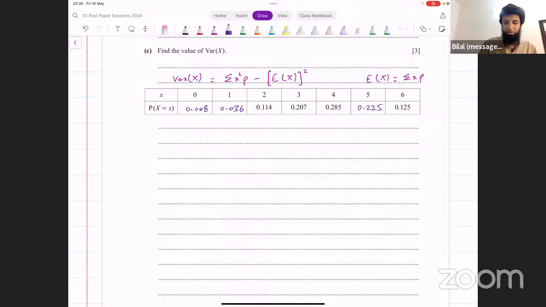Okay. Now, let's add to the table a couple of rows. One row will say xp and then another x square p. xp is just the product of these 2 rows. Okay. 0 into 0.008, that's 0. And then 0.036, 0.228. Let me just confirm this as well. 0.114 into 2, that's 0.228. And then 0.207 into 3, that's 0.621. And then 0.285 into 4, that is 1.14.